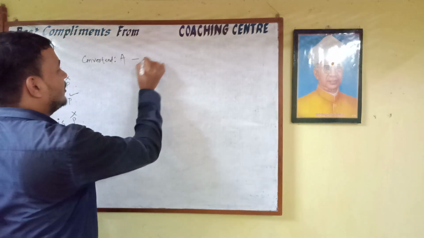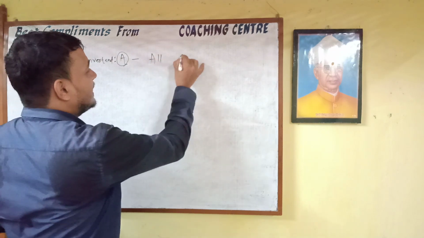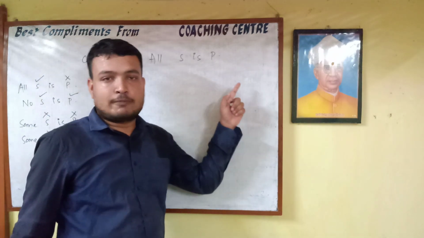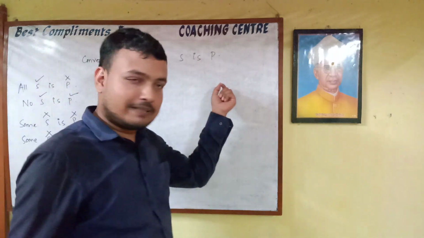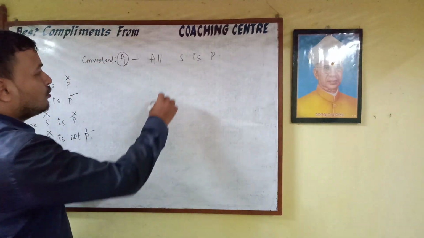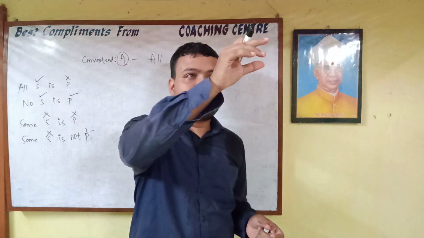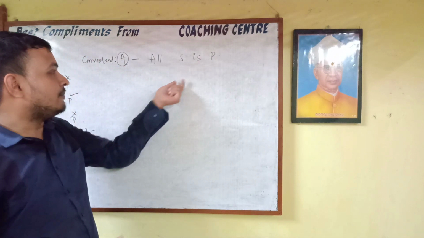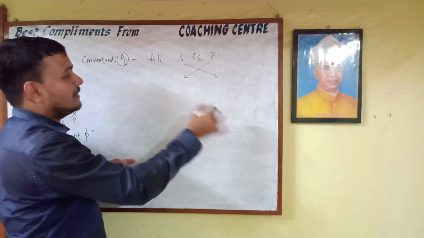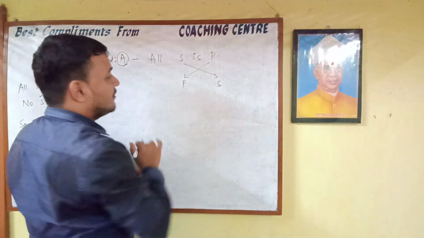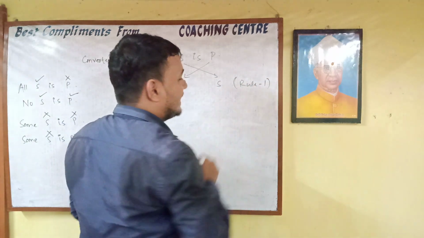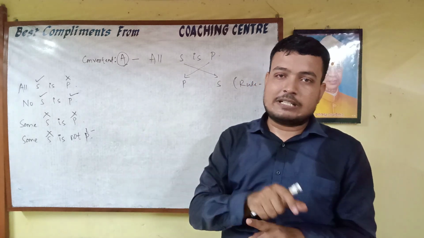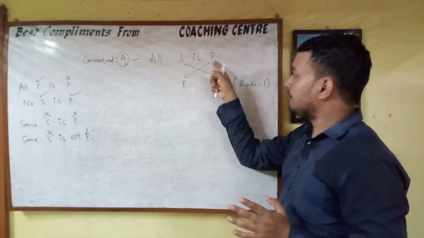Pilamane, the converting is an A type of proposition, that is all S is P. As in the last video, S refers to subject, P refers to predicate, right? So the first rule: subject of the converting will be the predicate of the converse, and predicate of the converting will be the subject of the converse. This is as per Rule 1. Are you clear? So simply subject is brought, predicate is brought.